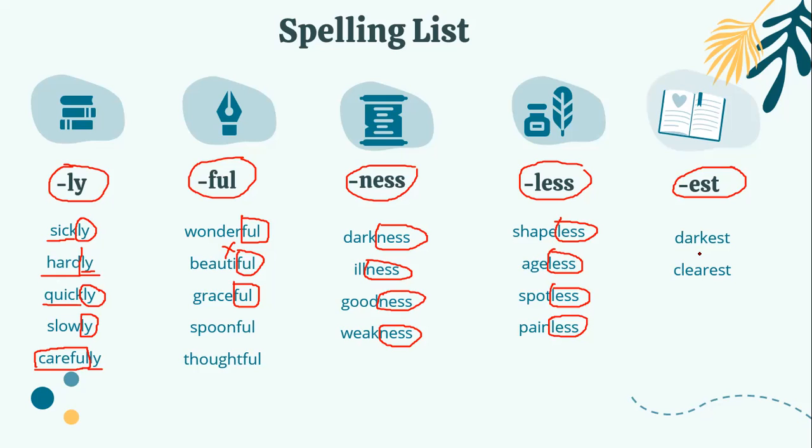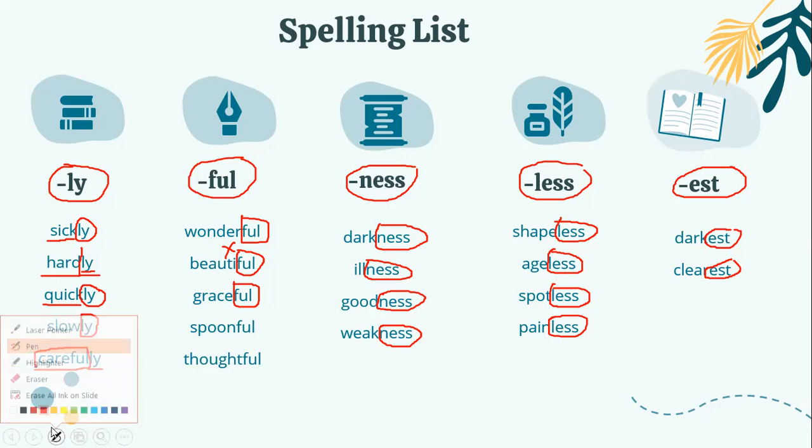The last suffix added is est, darkest. For example, this room is the darkest. The most darkness is found in this room. So we say it's the darkest room. Clearest, the most one that is clear. So we use the est suffix when we talk about something at the degree of the most, like darkest, clearest.